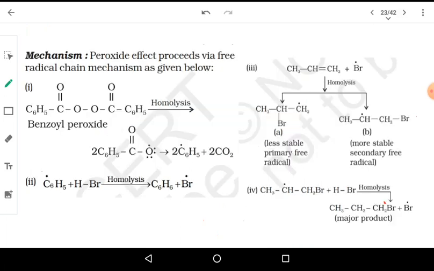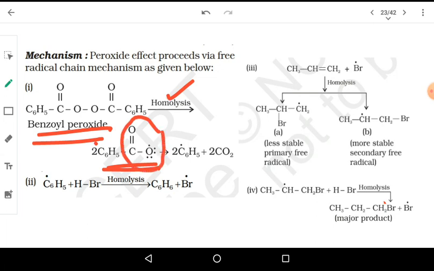So let us see the mechanism. Let us take benzoyl peroxide. This is an organic peroxide, and it is going to undergo homolysis, and we will be getting free radicals. We will get benzoyl peroxide free radicals, and we are going to remove a carbon dioxide molecule to get a C6H5 free radical and CO2. Now two such C6H5 free radicals are formed.